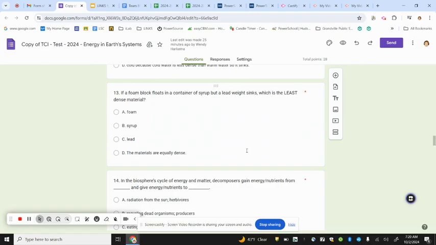Number 13, if a foam block floats in a container of syrup, but a lead weight sinks, which is the least dense material? A, foam. B, syrup. C, lead. D, the materials are equally dense.